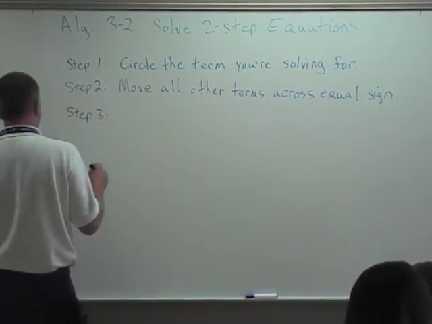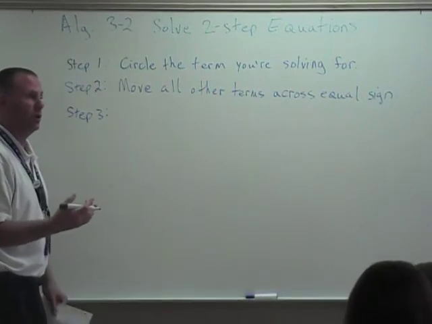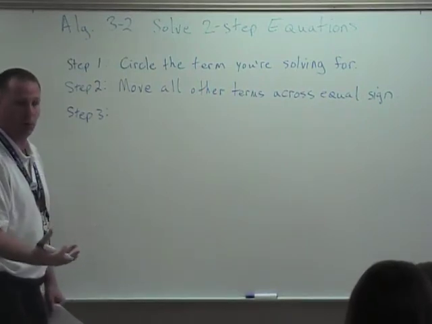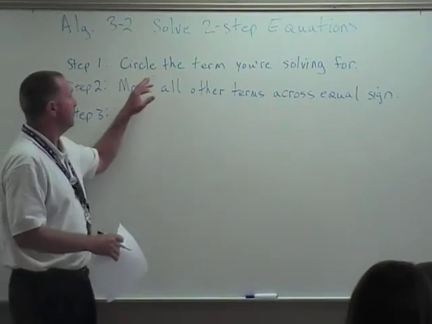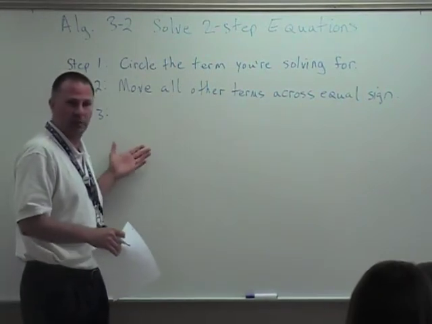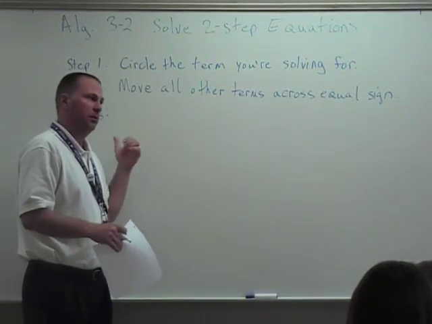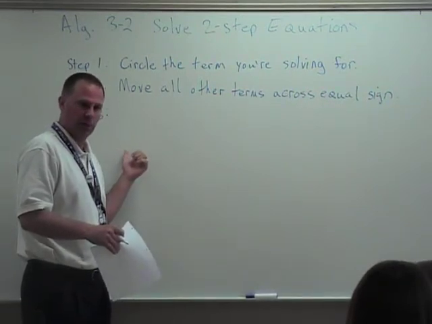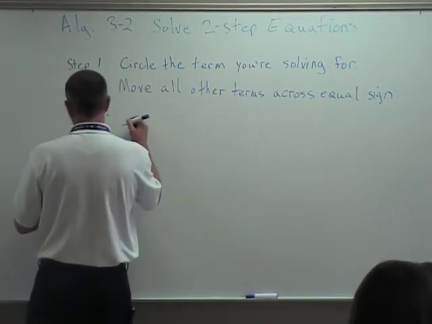All right, step three. This is multiplying and dividing. When you get down to this step, you must be left with only one term, the term that has the variable that you're solving for. Now the point is to get your coefficient to be positive 1. We talked about that. So how do we do that? You guys worked on that yesterday.